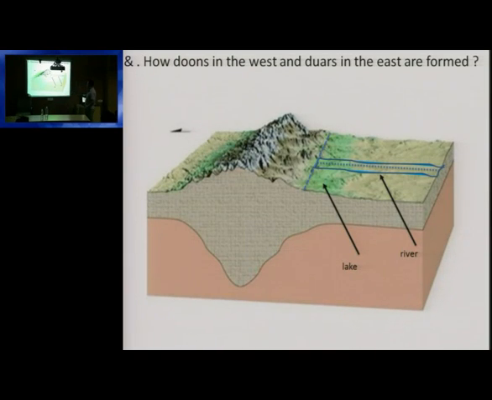So what happened is, it will gradually find some weak spot. Water will be drained out, and after draining out, the remaining valley is known as dunes. And since it is very dry now, human settlement began to stay in this place. That is how dunes in the western region. This is the formation. Duars in the eastern region.